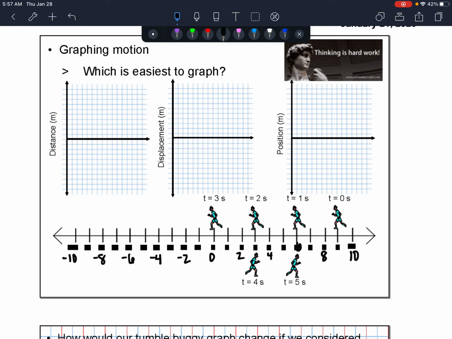So let's start by plotting position versus time. We can do that because we have practice from our tumble buggy lab. I have 5 times, so I'm going to have 5 positions. So I'm going to mark this axis right away. Let's say this is time 1, time 2, 3, time 4, time 5. Cool. And then obviously 0 is there.